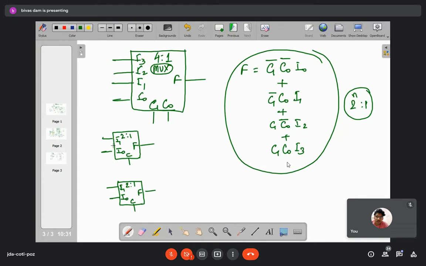Fine. Now, how do you want to distribute the 4 primary inputs amongst the primary inputs of these 2 multiplexers? I3, I2, then I1, I0. Fine. Let me erase this expression. I think it is no more needed.